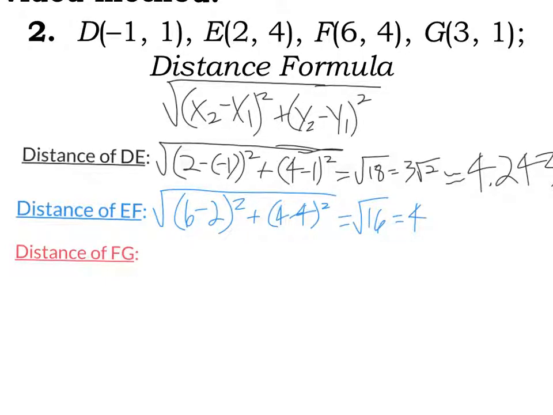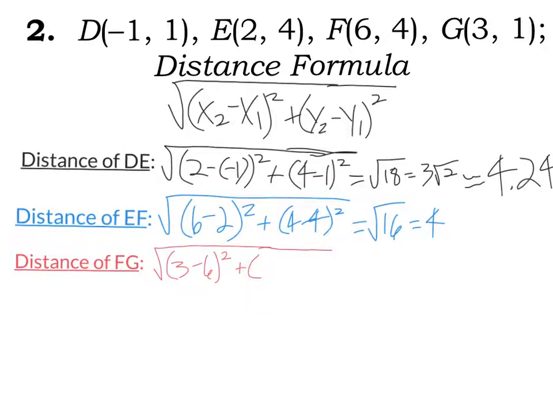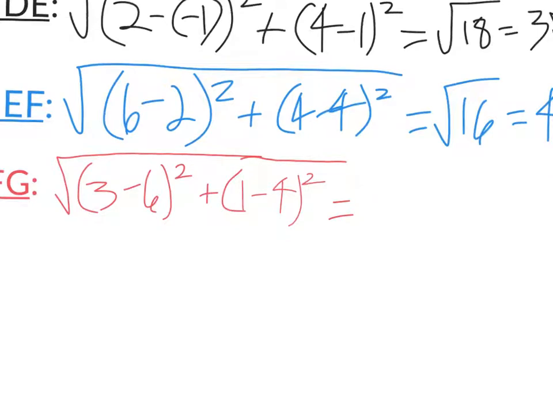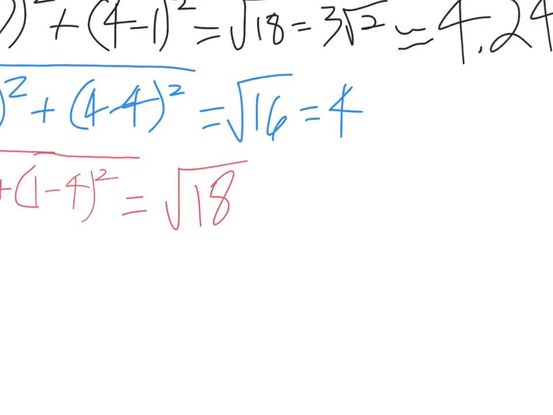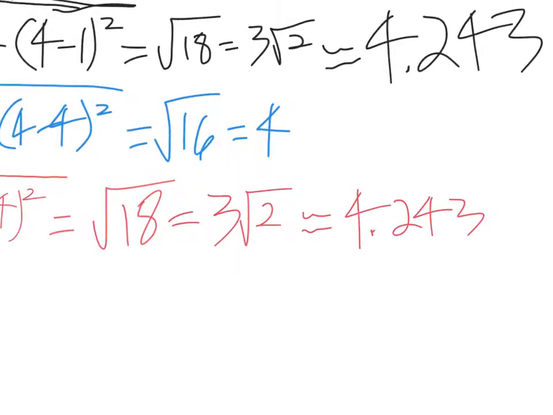So next I'll do the distance of FG. So x2 would be 3 minus x1 is 6. And then I'll add that to 1 minus 4 squared. So 3 minus 6 is negative 3. Negative 3 squared is positive 9. 1 minus 4 is negative 3. And negative 3 squared is positive 9 again. So 9 plus 9 is 18, giving me the same as the first answer. Square root of 18 is the same thing as 3 square root 2, which is approximately 4.243. So this looks like it's going to be a yes because we have two that are the same.